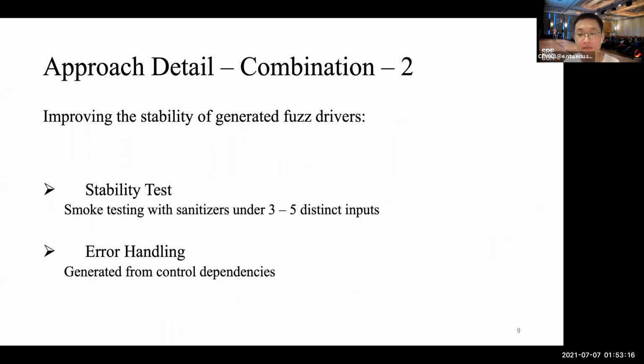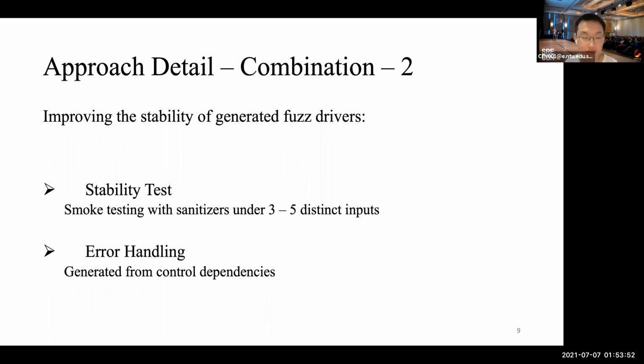Well, besides these metrics, APICraft further uses 2 techniques to evaluate and improve the stability of generated fuzz drivers. During the evolution, APICraft compiles each generated fuzz driver with sanitizers and then does the smoke testing with several prepared input files. Once the stability test fails, that fuzz driver will have 0 score on all 3 key metrics, and it will be abandoned in the next round.